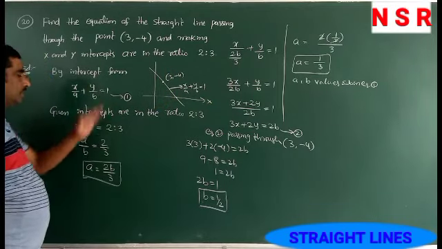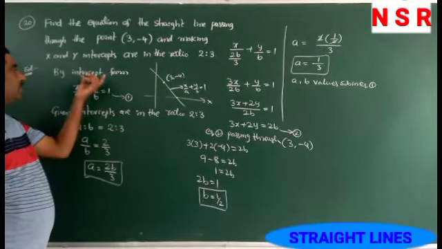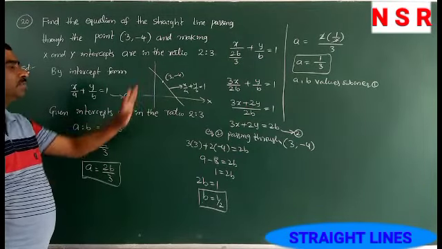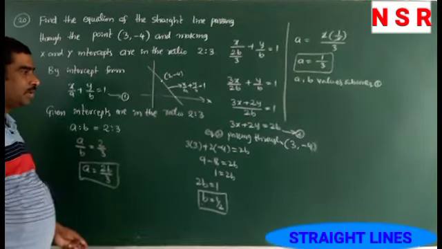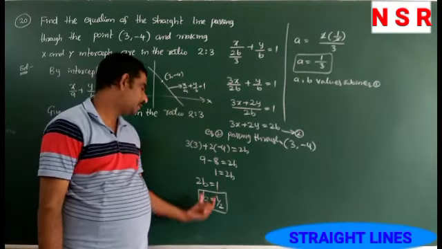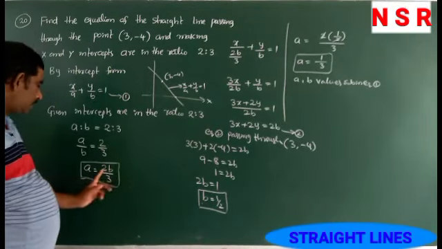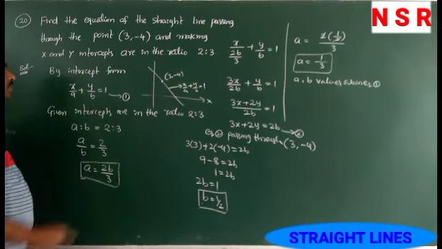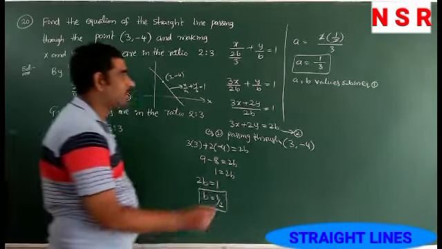So we are using this condition: we get a, and the a value substituted in equation 1 gives one equation, and this equation is passing through (3, -4). So substitute (3, -4) in equation 2, we get the b value. This b value substituted here gives the a value. So we get the a and b values, and these a, b values are substituted in equation 1.